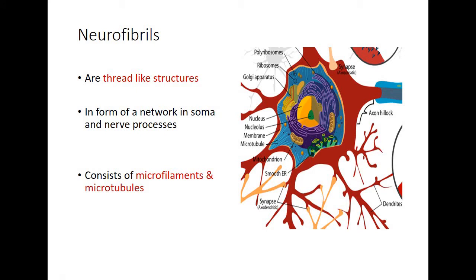Neurofibrils are thread-like structures found in the soma as well as the nerve processes. You can see here they are composed of microtubules and microfilaments, and they are specific to the neuron cells, not found in any other cell.